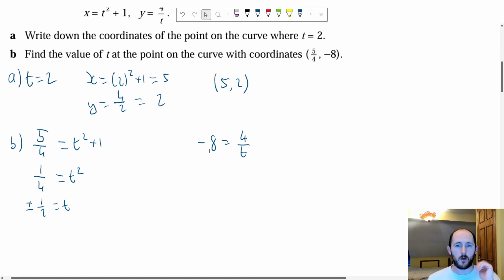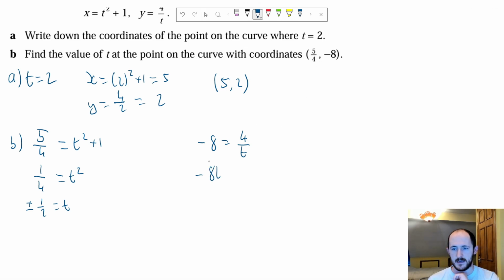Anyways, we need to find out which one actually creates this particular coordinate here. So if I solve this, we have -8t equals 4. So t is equal to -1/2. So in this case, t is equal to -1/2, not +1/2.